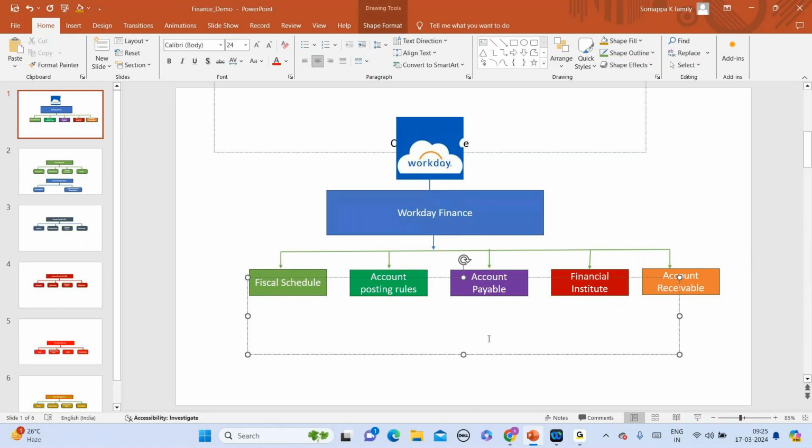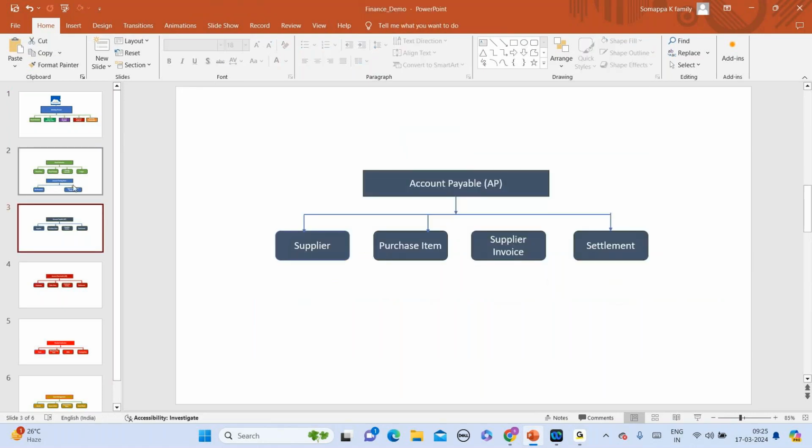Of course, it's a big module, but even if people do not have an accounts background, they can also learn. It's very easy. But I told you, Workday is not that difficult compared with SAP and other modules. Workday is very easy. The only thing is we need to put in some concentration whenever you are learning. So slowly start with them. Because once I talk about the fiscal schedule, you practice how to create the fiscal schedule and all.